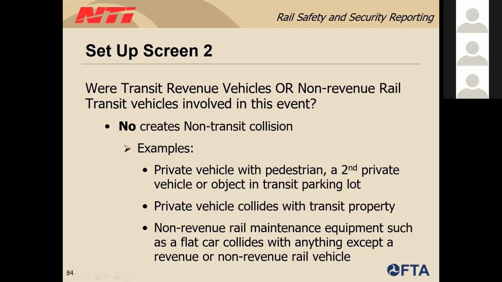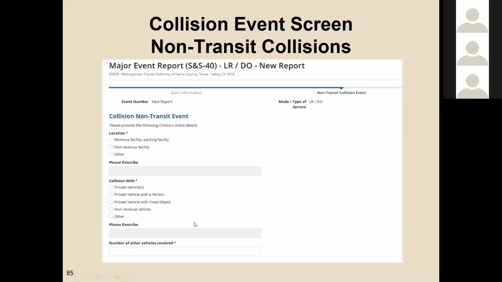As with other events, a non-transit collision must meet a reportable threshold. Here are a few examples for your review, including when non-revenue rail maintenance equipment collides with anything or anyone except a train. If the equipment collides with the train, it is reported as a rail transit collision. The non-transit collision form will appear when you select the collision event type on setup Screen 1 and select no to the question, were transit revenue vehicles involved in this collision, on setup Screen 2.